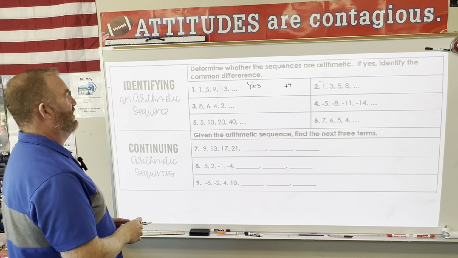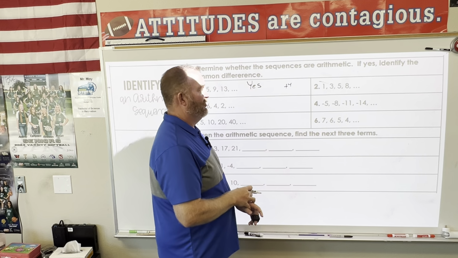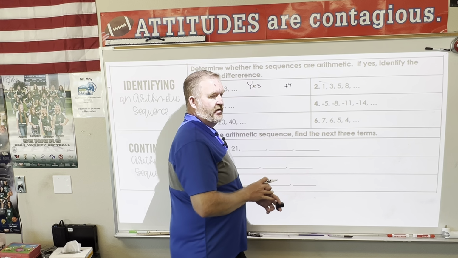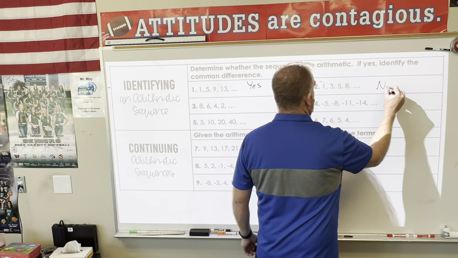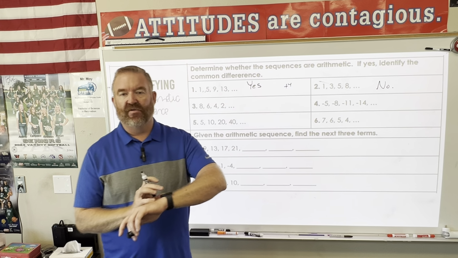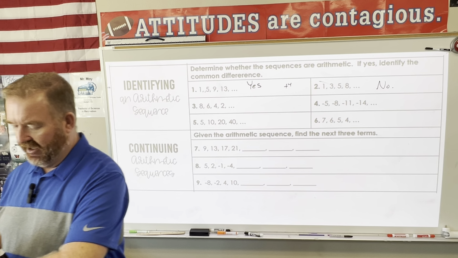What about number 2? What are they going up by? 2, and then 3. So does that work? This one is not. No. Okay, so do me a favor. Work through numbers 1 through 6 with your partner next to you. Go.